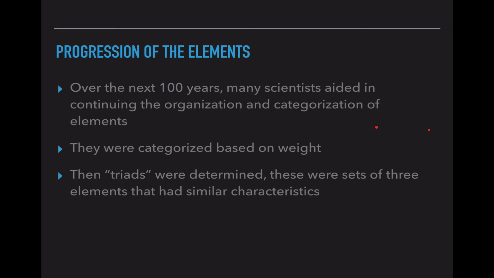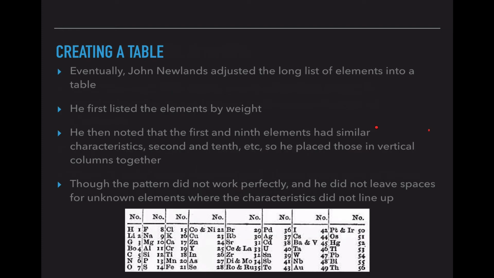First, they were categorized based on weight. Then after they categorized them based on weight, triads were determined, which were sets of three elements that had similar characteristics. From there, we were able to create a table, and John Newlands was the first person who adjusted the long list of elements into this table idea. First, he listed the elements by weight. Then he noted that the first and the ninth elements had similar characteristics. The second and the 10th, the third and the 11th, etc. So he placed those in vertical columns. Since they had similar characteristics, they were in the column together.